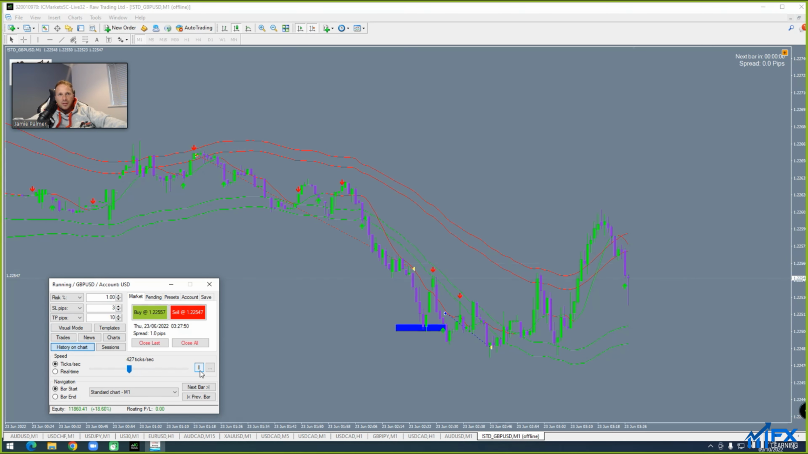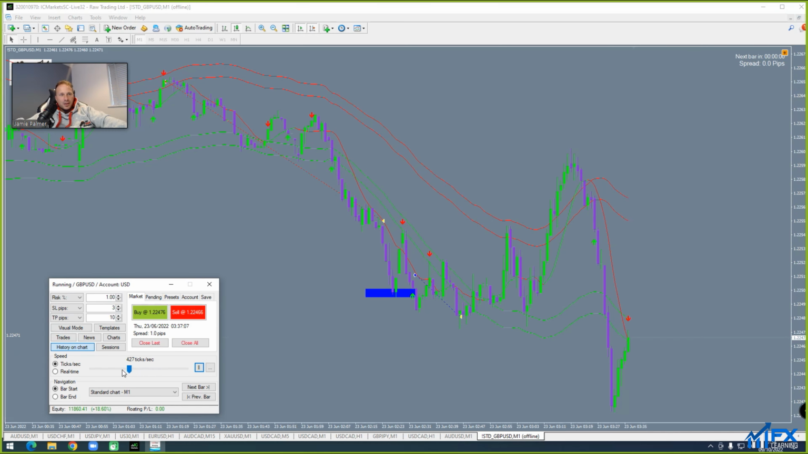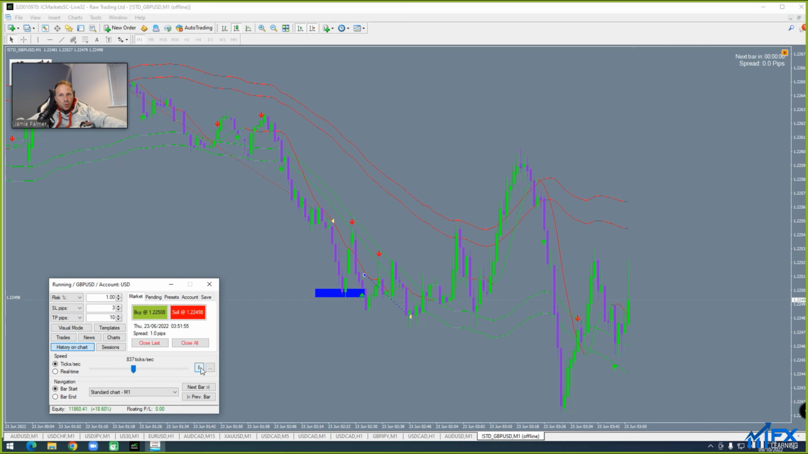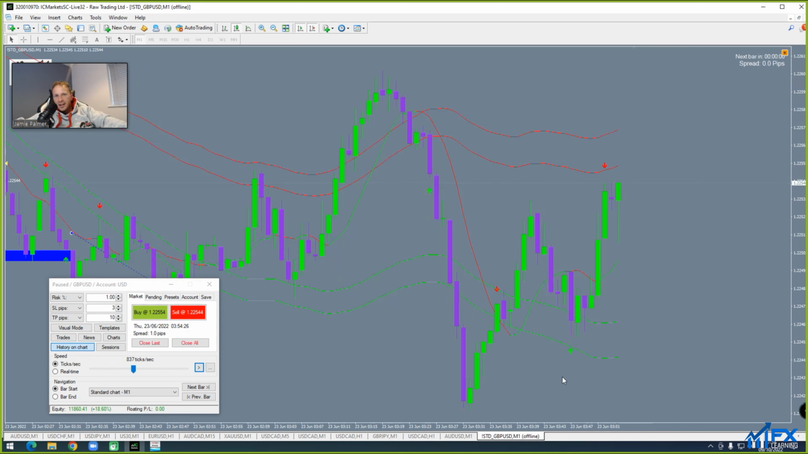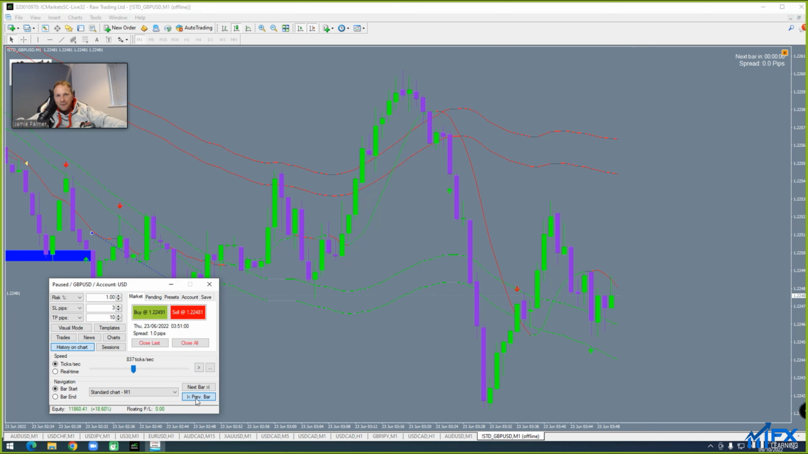Hang on here. I missed that trade there. That's the trade that I lost. Anyway, it doesn't matter. We lost the trade anyway. So 18% gain. So let's find one more. Oh, here we go. There it is. I think this is the winning trade.